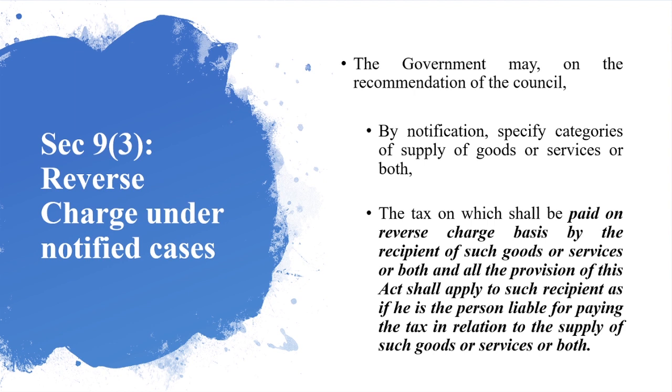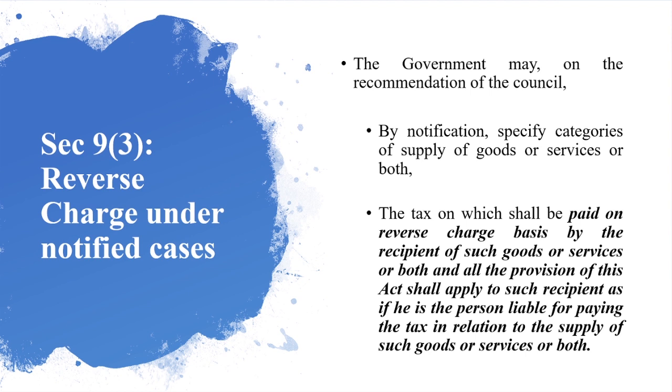So that means government has the power to notify certain goods or services to levy tax on reverse charge basis. And friends, government has notified certain goods and services for which reverse charge mechanism is applicable. And all the provisions of this Act will be applied to the recipient as if he is the supplier of such goods or services or both. That means friends, the receiver will be liable to pay tax directly to the government, not the supplier.